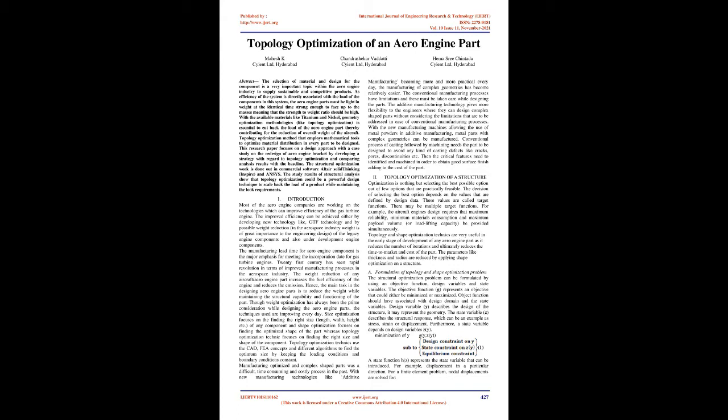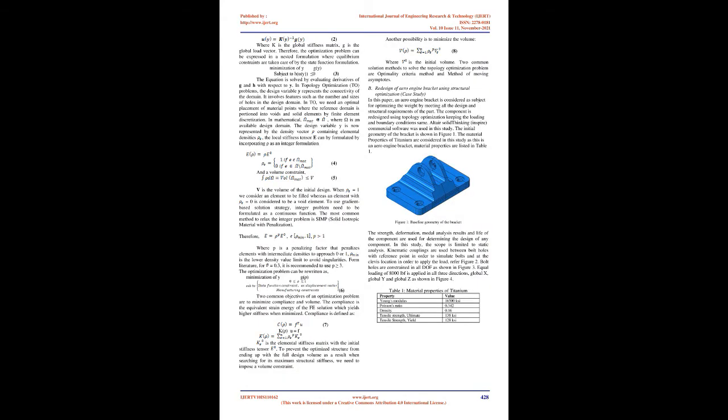Manufacturing optimized and complex shaped parts was a difficult, time-consuming and costly process in the past. With new manufacturing technologies like additive manufacturing becoming more and more practical every day, the manufacturing of complex geometries has become relatively easier. The conventional manufacturing processes have limitations, and these must be taken care of while designing the parts. The additive manufacturing technology gives more flexibility to the engineers, where they can design complex shaped parts without considering the limitations that are to be addressed in case of conventional manufacturing processes.